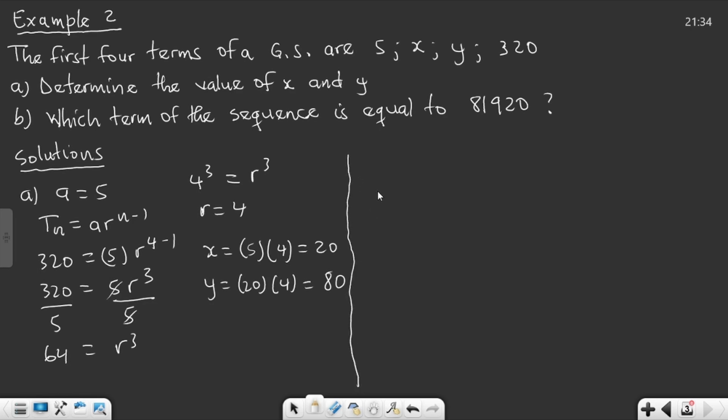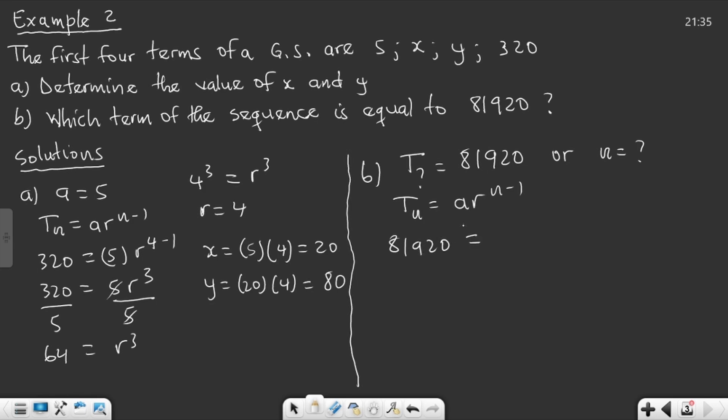Let's solve for B. I'm going to use this space. The question says, which term of the sequence is equal to 81920? So the question is asking for Tn equal to 81920. Or in other words, I can say the question is asking for the value of n. Can you see that? So we still need this formula to solve for n. Now my Tn will be replaced by this value.